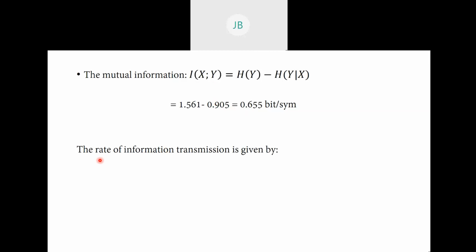Now coming to the main part of the question, that is the rate of information transmission, which is given by this equation. This we have seen several times. So the rate of information is equal to the mutual information multiplied by the input information rate. We substitute the mutual information here, and the input information rate is given in the question, so we substitute that here to get this value. So this gives us the rate of information transmission.